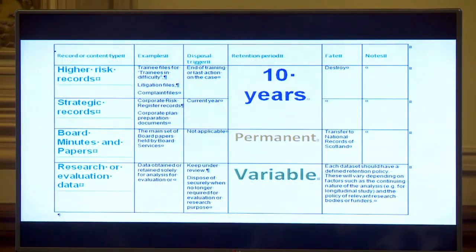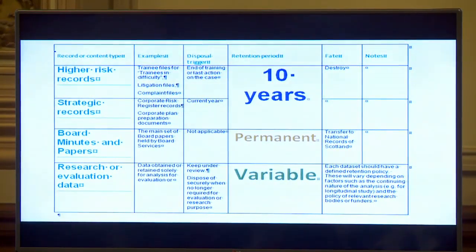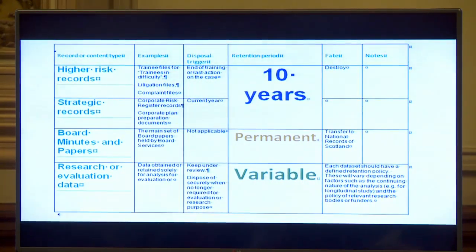We have a few things that need to be kept for longer periods. We've got a small amount of record that goes to National Records of Scotland. 10 years is a retention period for some of the higher risk records. I had to fudge it a bit when it came to research data sets because there are so many different drivers, and that really has to be on a project by project basis. So it's a cop-out, I know, but that's how I've captured it for the moment.